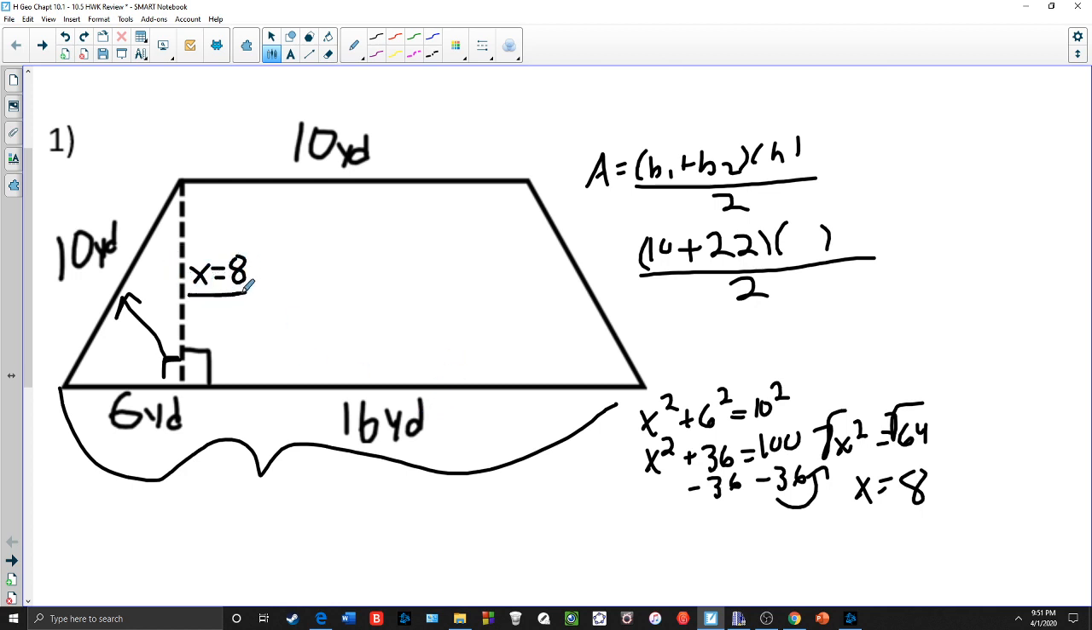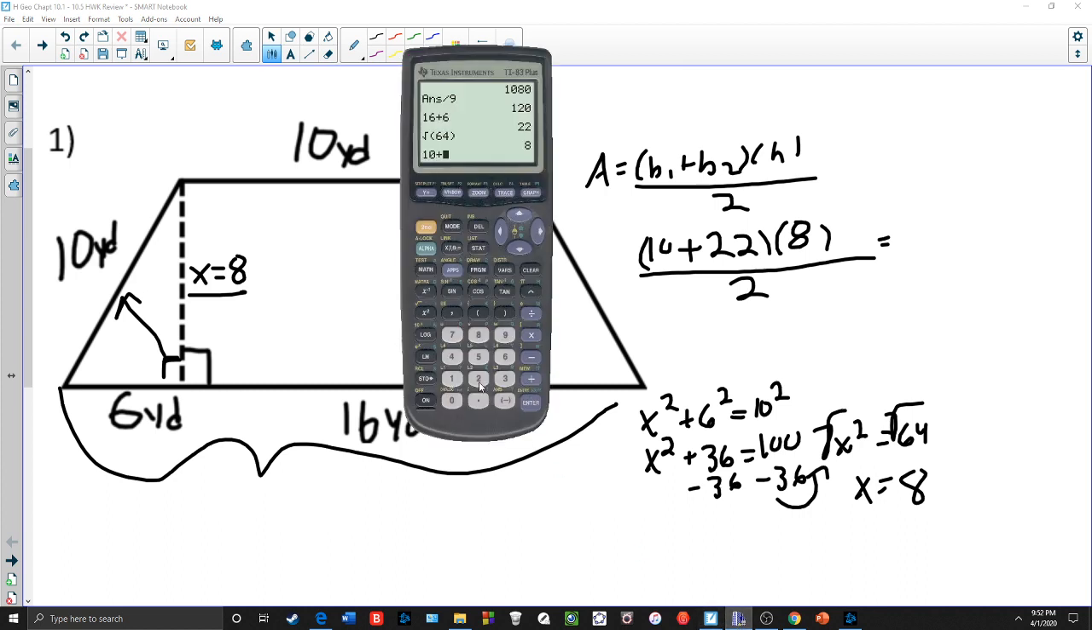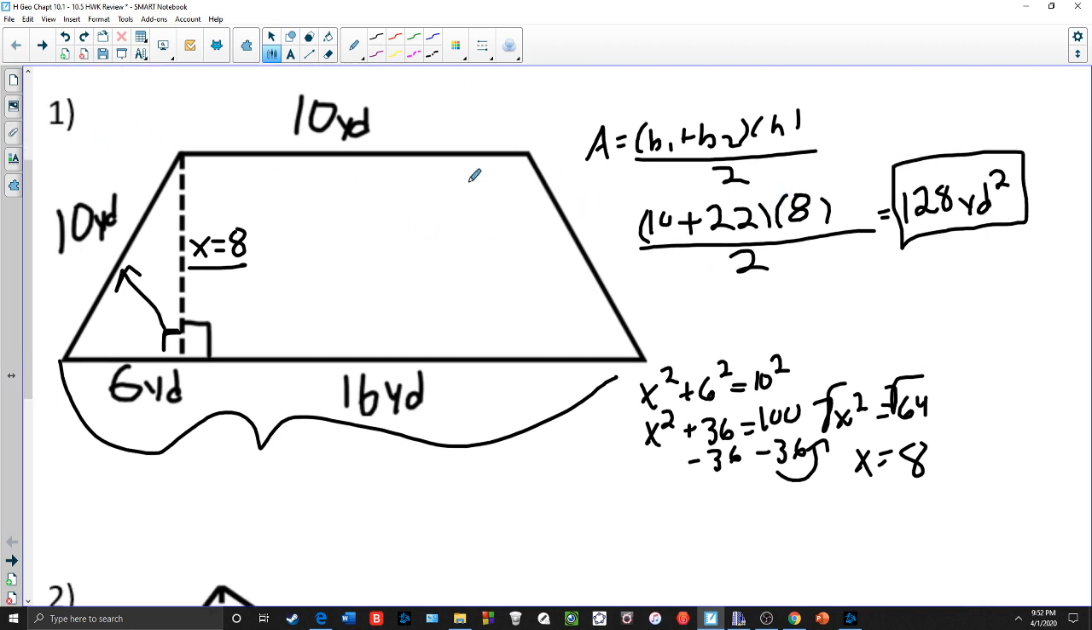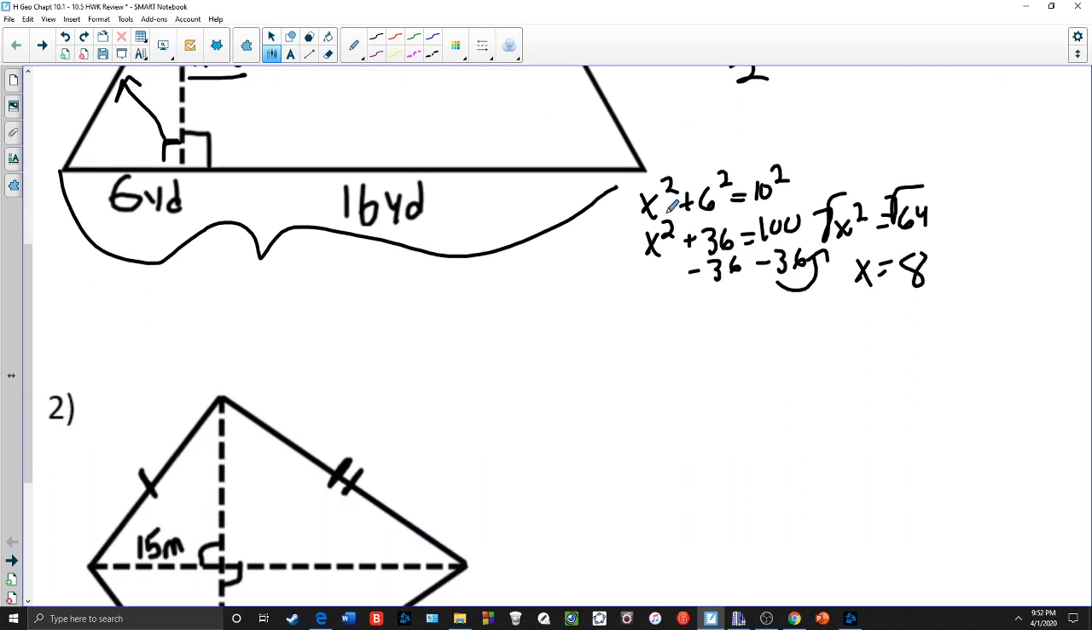So that's not the end of my answer, because that's going to go back up here in this formula and say that it's 8, because that's the height of my trapezoid. Then I'm going to do all this jazz here. So 10 plus 22 times 8 divided by 2, and we get 128. 128 yards squared, which is the exact same thing I got last time when I did this just a few minutes ago. Well, actually 40 minutes ago, because that's how long the video took, that I'm doing again. So 128 yards squared for this area.